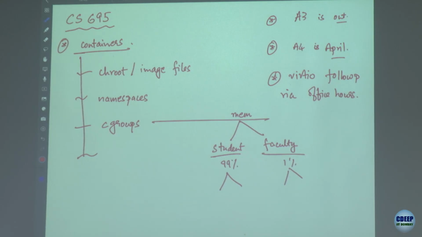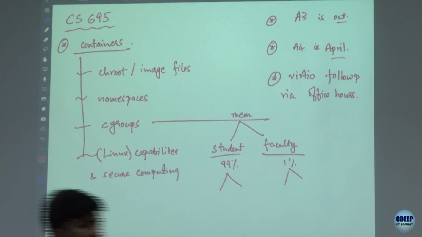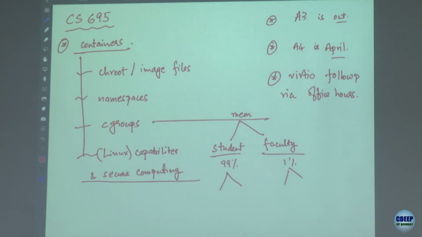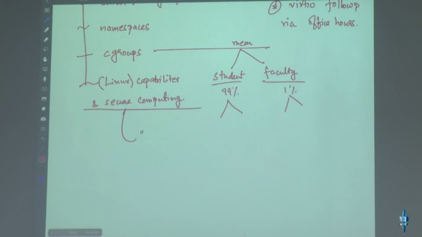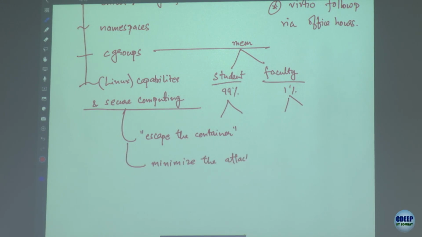So the last part of the story is built on 2 notions of what are called capabilities and secure computing, right? And I think there's a phrase called escape the container or something like that, or minimize the attack surface.